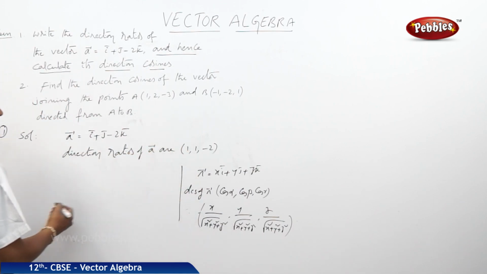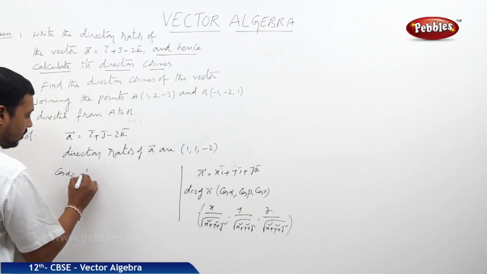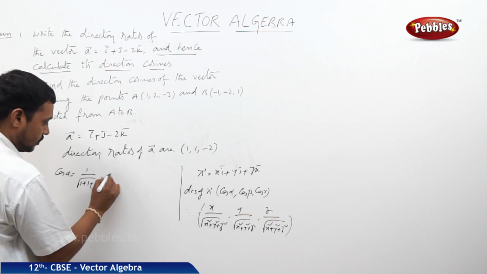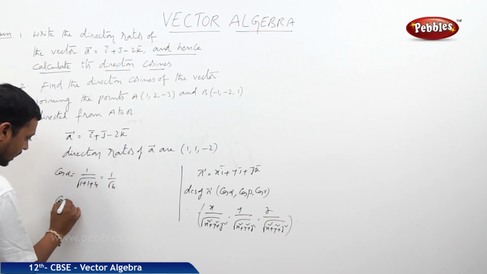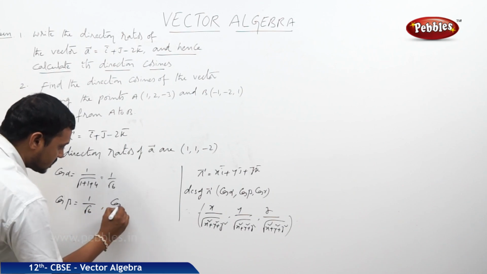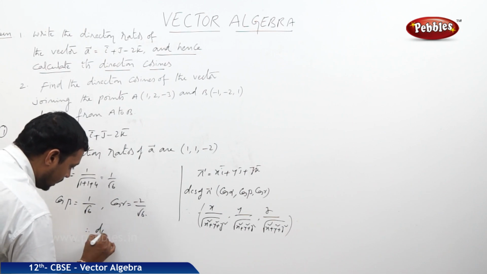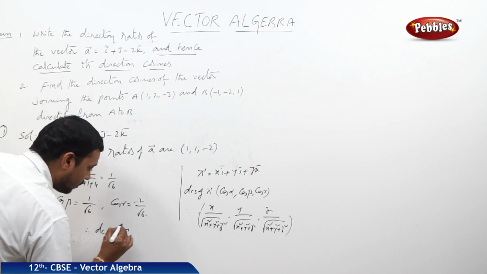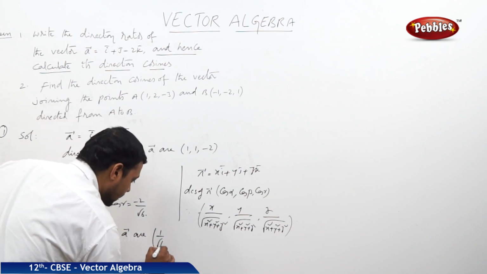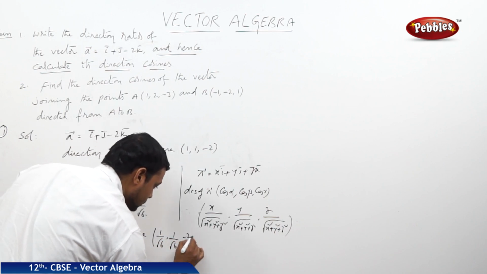Now for this vector, cos alpha is equal to 1 by root of 1 plus 1 plus minus 2 whole square, which is 4, nothing but 1 by root 6. Similarly, cos beta is equal to 1 by root 6 and cos gamma is equal to minus 2 by root 6. Therefore, the DCs of the given vector a bar are 1 by root 6, 1 by root 6, minus 2 by root 6.